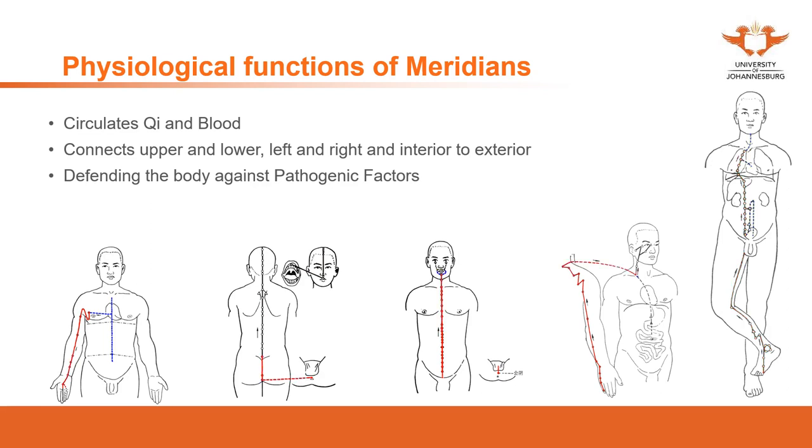So all these descriptions show that the meridians make the organs, the tissues, and different parts or areas of our body closely connected. Through the meridians, the upper body and lower body connect to each other. And also the meridians can help to defend against pathogens. That's the main function.